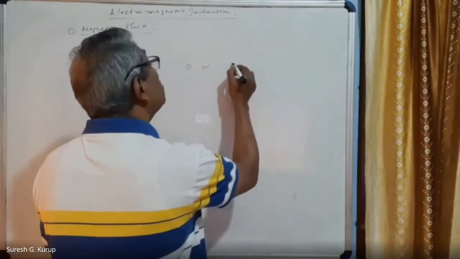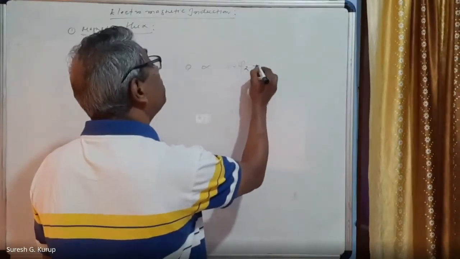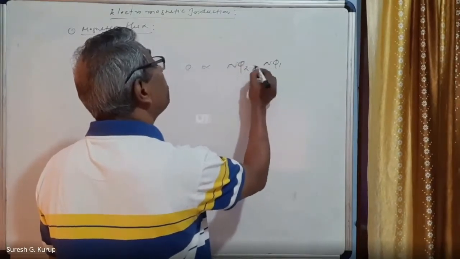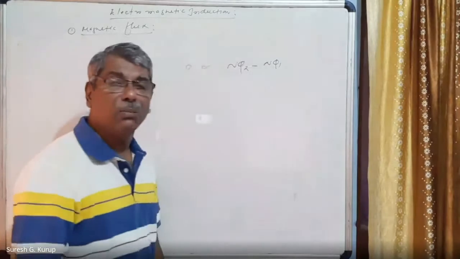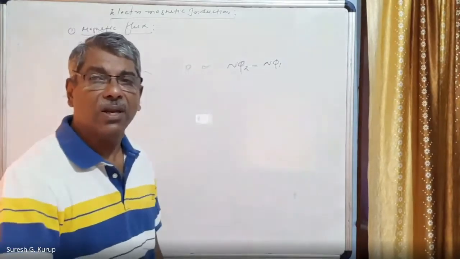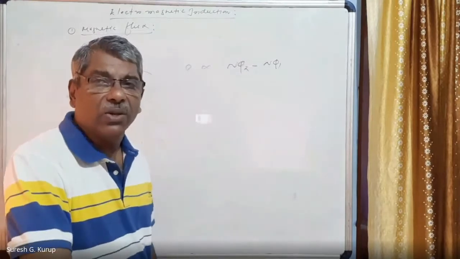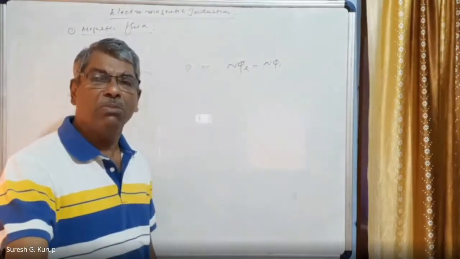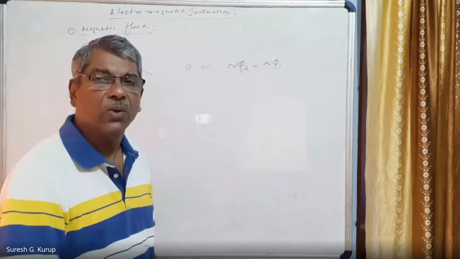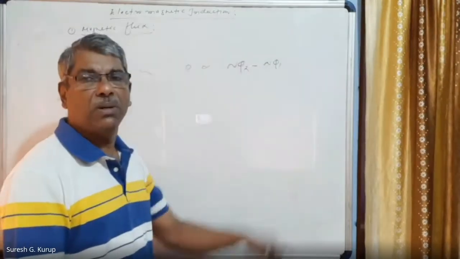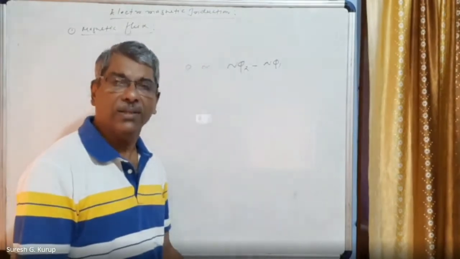So the change in magnetic flux I can write as N phi 2 minus N phi 1. Here I am taking N phi because suppose the coil has N number of turns. At any instant, through a single turn, the flux is equal to phi 1. Then for N number of turns, the flux is equal to N phi 1. The product of flux and the number of turns of the coil is called flux linkages, right?